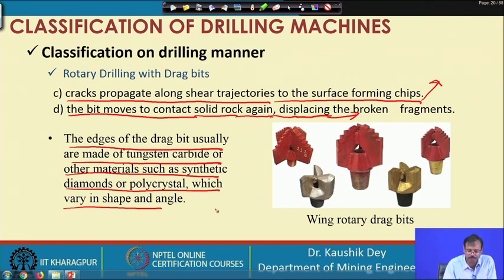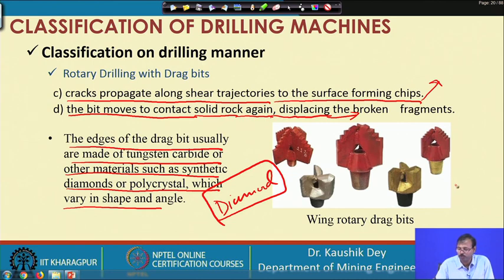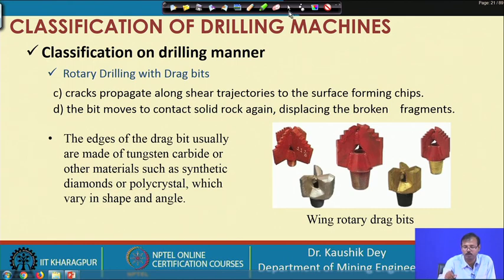Diamond drill bits are used in rotary drilling also, especially for core drilling, where diamonds are kept in the periphery part only, and the middle part is kept hollow. So, the rock can be cut in the outer part and the inner core can be taken out easily. So, if this type of diamond bits are used, that can be used for core drilling purposes.